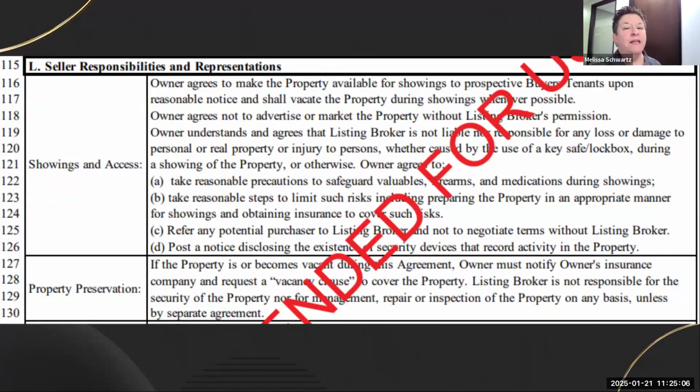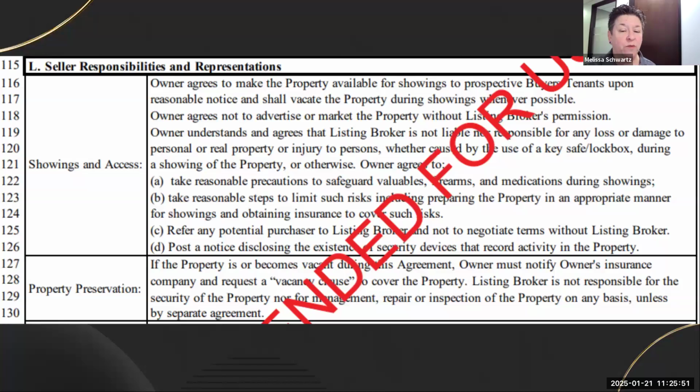On the listing side, seller's responsibilities and representations that they are able to sell the property, and what they're going to do to maintain it. It's not the agent's responsibility to maintain the property. And I love this. How many of you have told your clients, when they move out and have listed it vacant, you know, you probably need to let your insurance company know? "Oh yeah, I'll let my insurance company know." Sure. This is clearly stating that they understand that if it becomes vacant, owner must notify their insurance company or request a vacancy clause, which jacks up their insurance, right? If the insurance company will even allow it, or they have to go find new insurance.